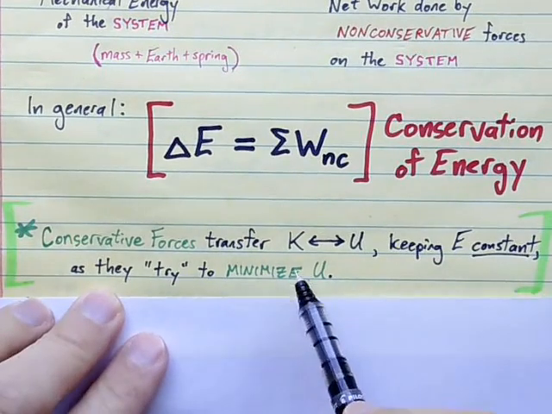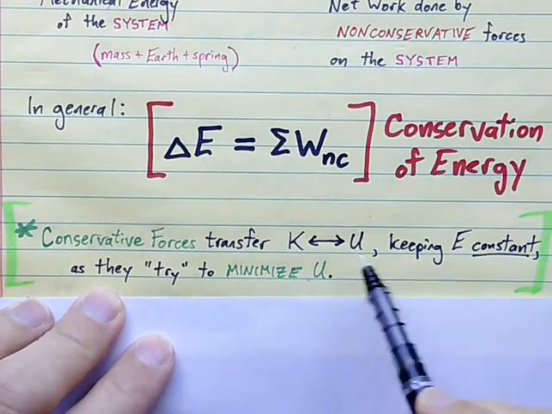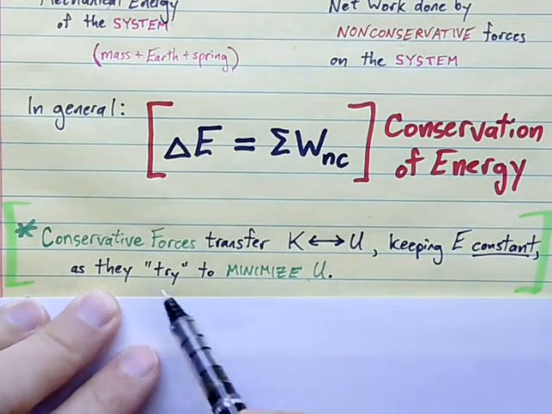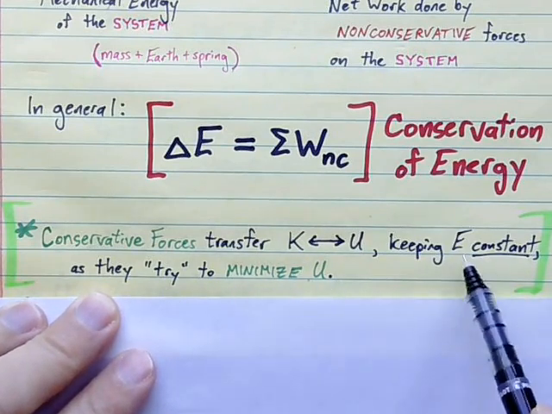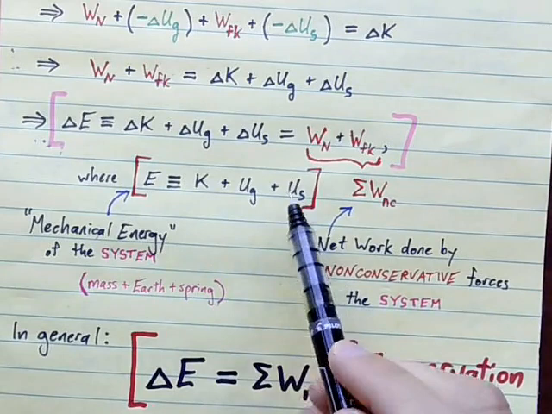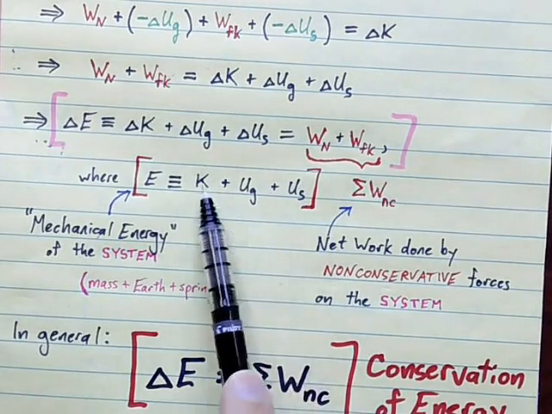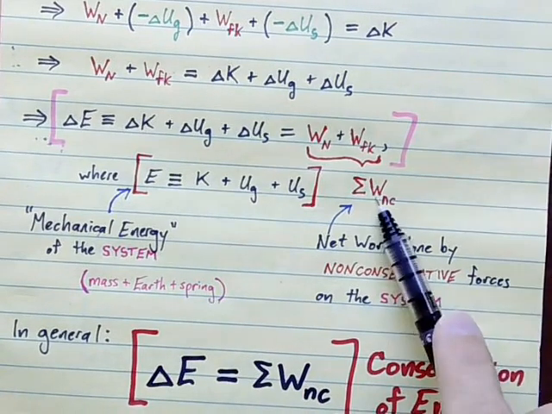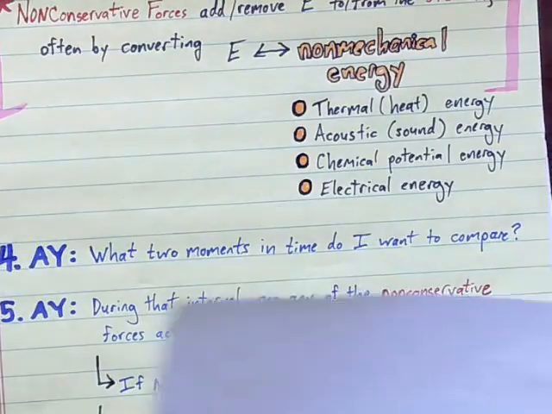will transfer kinetic energy into potential energy and vice versa in such a way that they keep the total mechanical energy constant. So we know that they act in a way to attempt to minimize the potential energy, and as they're doing that, the total energy E here is kept constant. So our conservative forces will sort of transfer energy from this category into that category and back again without losing or creating any energy in the process. Only these non-conservative forces over here change the mechanical energy of a system.